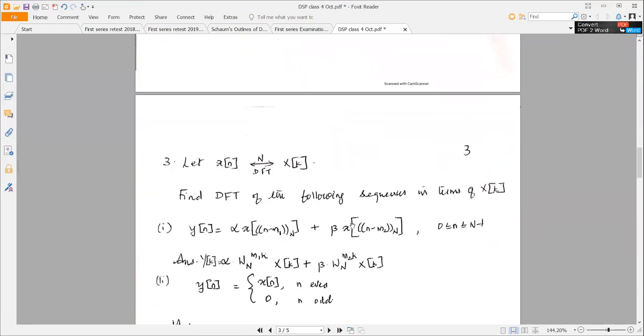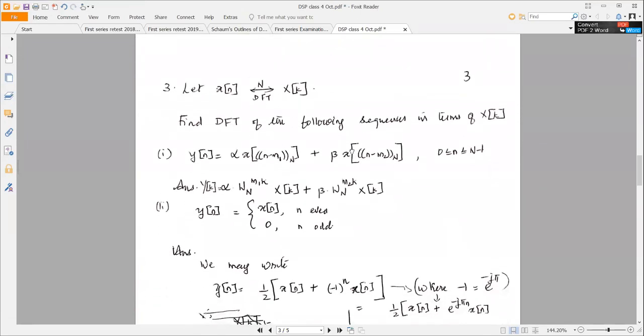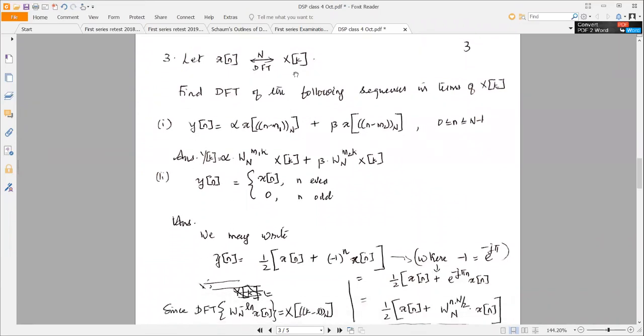Now we move on to a similar question. Let x of n have an N-point DFT given by X of k. Find the DFT of the following sequences in terms of X of k. The first is y of n equal to alpha x of n minus m1 modulo N plus beta x of n minus m2 modulo N, for 0 less than or equal to n less than or equal to N minus 1. So we have circular shifting now in the time domain.